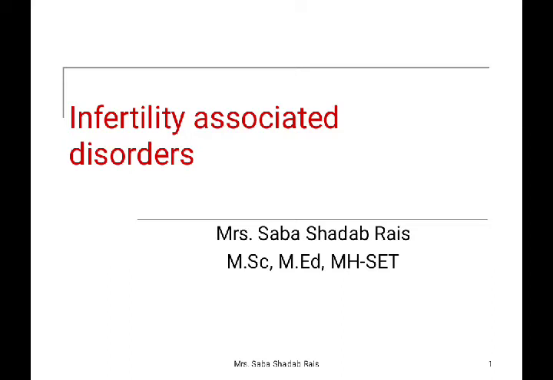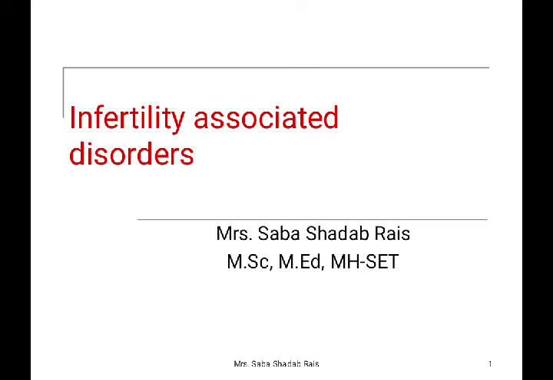I've given one duration: in so and so duration, if the couple are not able to conceive after regular or unprotected cohabitation, that is called infertility. Can anyone tell me what is that period? After what period will we consider it? How many months? Very good. After 1 year of cohabitation, if a couple is not able to conceive, that particular problem is called infertility, and we have discussed it in detail.